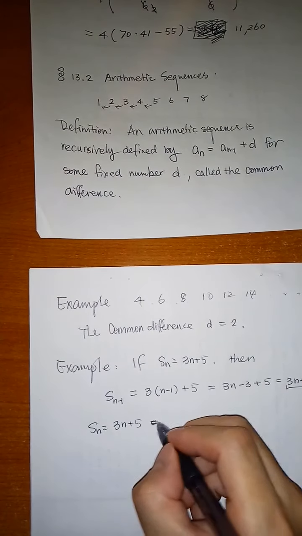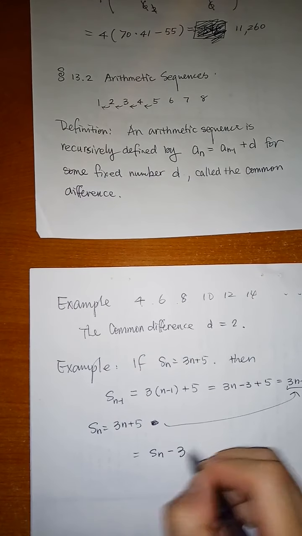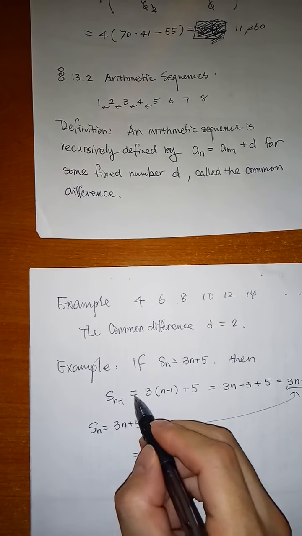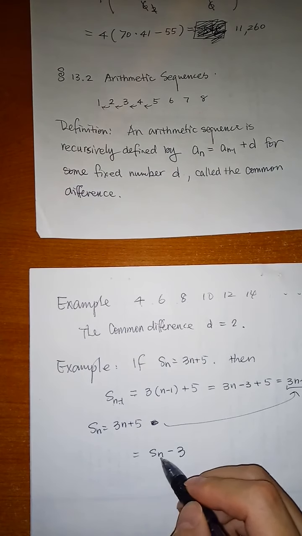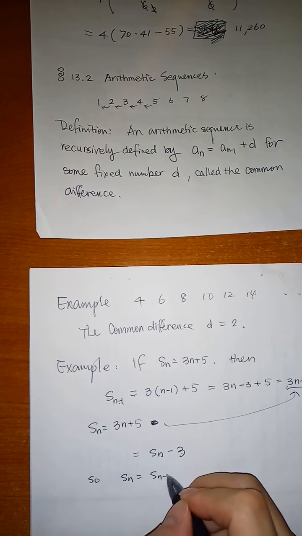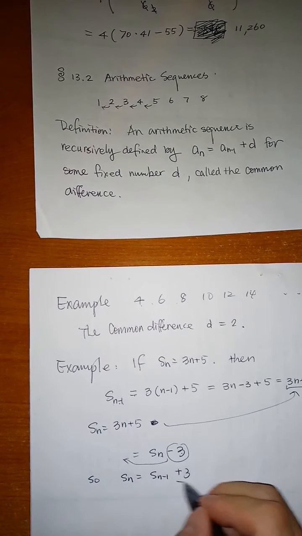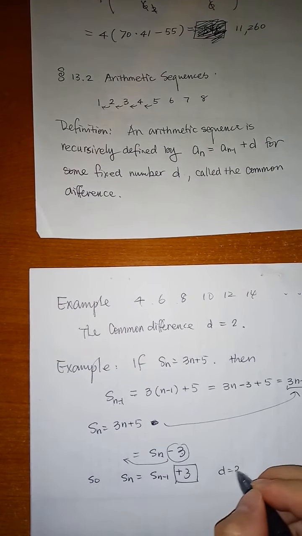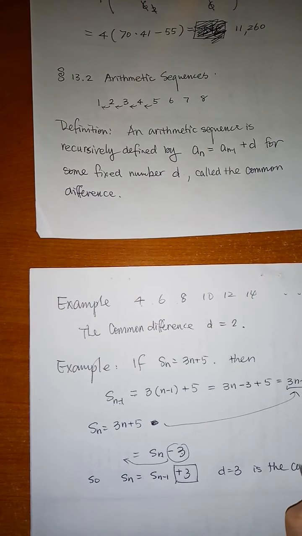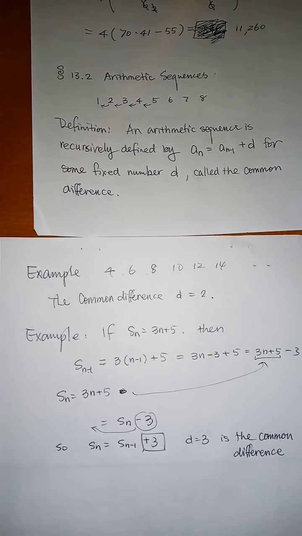So it's 3n plus 5 minus 3. 3n plus 5 is Sn, so Sn minus 1 is equal to Sn minus 3. So Sn is Sn minus 1 plus 3. You just move this 3 to the other side. It's plus 3. So d is equal to 3, the common difference. Okay, you get a common difference.